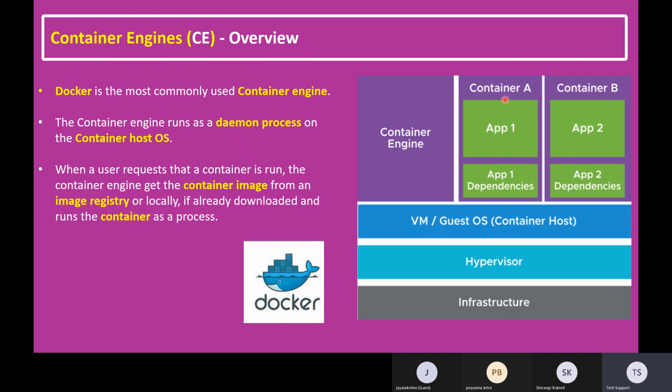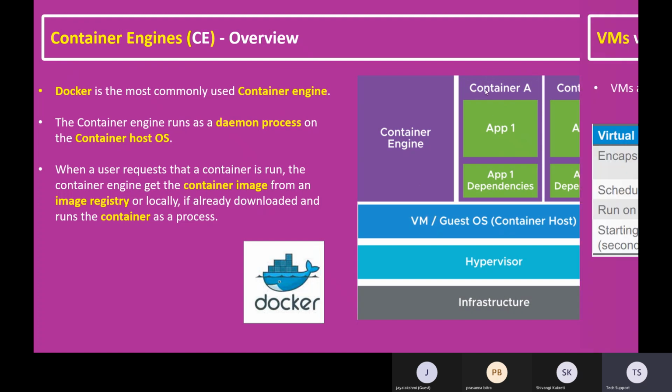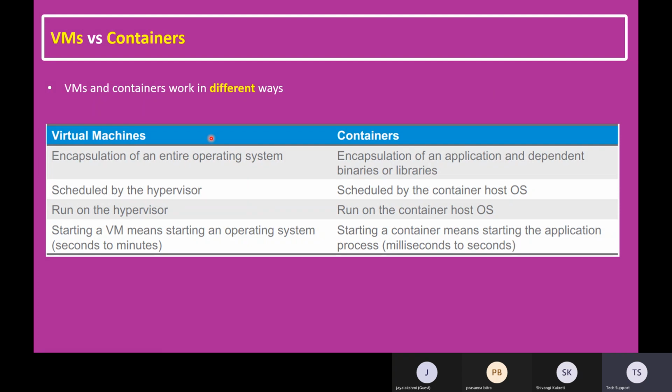Okay, now we'll try to compare the difference between a virtual machine and a container. Here are the high level differences: virtual machines and containers work in different ways. A virtual machine, as we know, is an encapsulation of an entire operating system, that means a group of files: VMX, VMDK, and VRAM file. But a container is an encapsulation of an application and its dependent binaries or libraries.